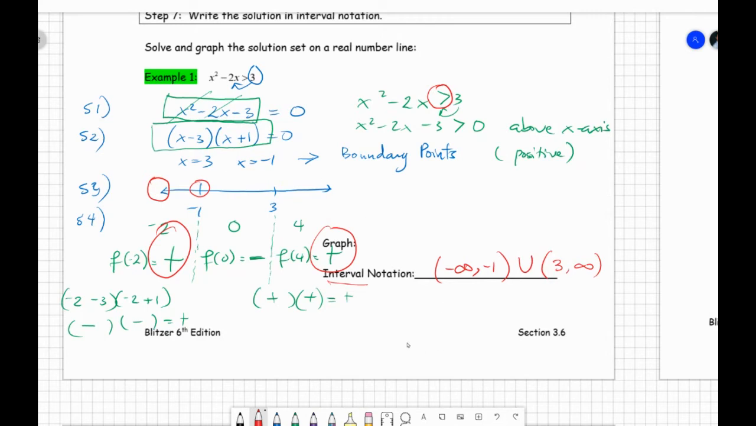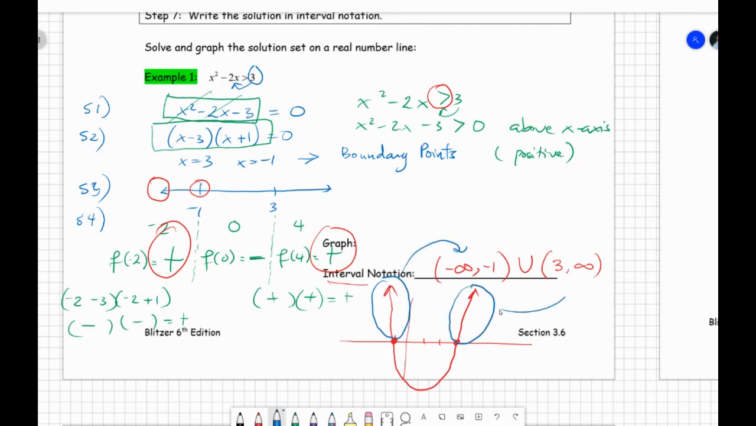Okay, so now let's show you the graph of what this looks like. So this is just a simple parabola, x squared minus 2x minus 3. And we know that the zeros are at -1 and 3. And this is a parabola that opens upward. So you can see here, this portion of the graph is -infinity to -1. This portion of the graph is 3 to infinity. And you can see here that both of these intervals are above the x-axis, therefore satisfying our inequality that it needs to be greater than 0.